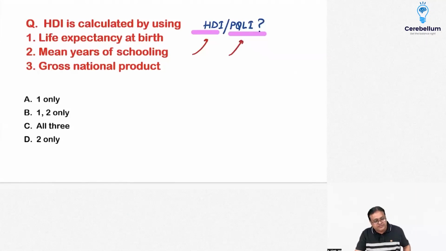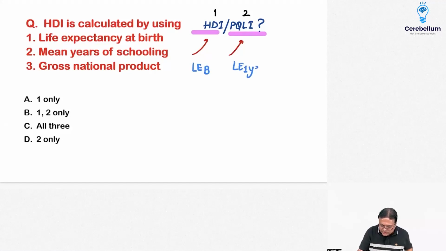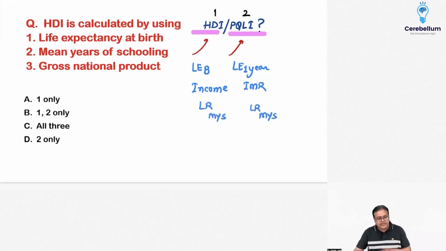I presume they were asked in different sets, because students were convinced that HDI was asked, and PQLI was asked. HDI was in paper 1, PQLI in paper 2. So let's quickly go through it: life expectancy at birth here, life expectancy at 1 year here. Here we have income per capita, which may be measured in GDP or purchasing power parity. Here it is IMR. In both, we have literacy rate, which is measured usually in terms of mean years of schooling if they gave it in the choice, right? So I'm presuming 100% of you have attempted this question correctly, right?